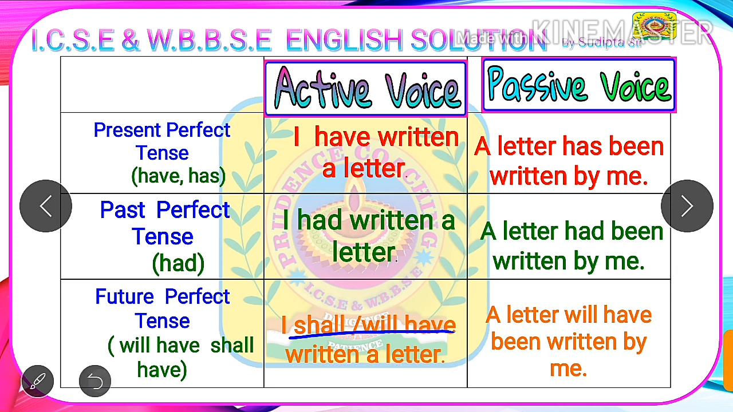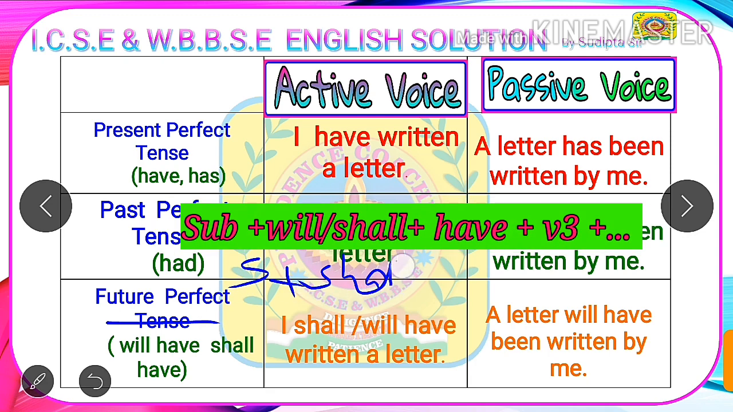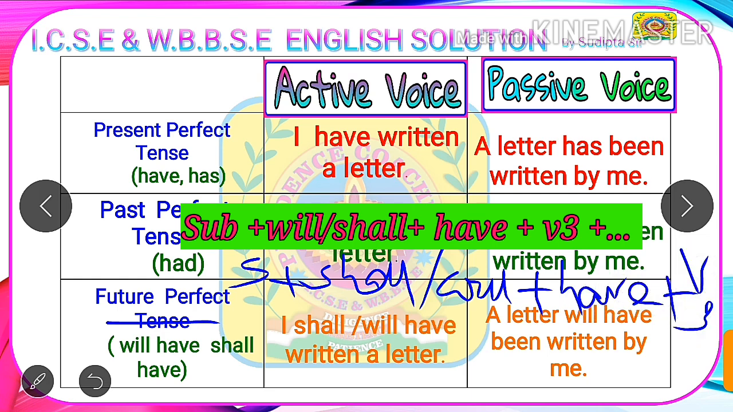Students, first we need to swap the subject and object. Subject I becomes me in the object. A letter, which was object, becomes a letter in the subject. Students, next we have to identify the tense in active voice. Here the tense is future perfect tense, because the structure of future perfect tense is subject plus shall or will according to the subject plus have plus V3 form of the verb.